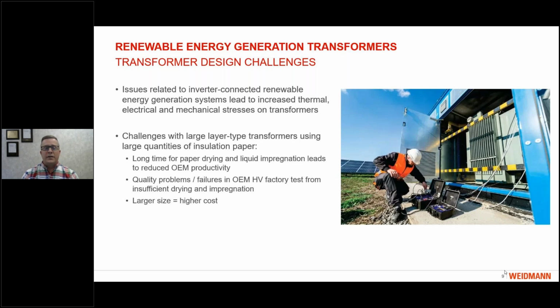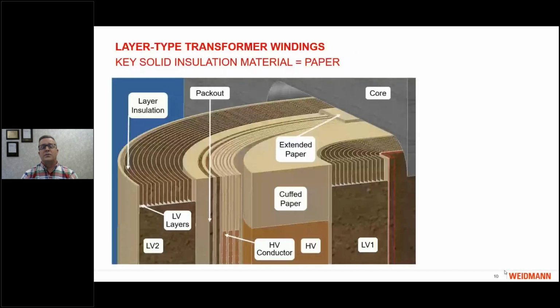When we talk about layer type winding transformers and paper insulation, this diagram is just trying to depict that. So here you see, for example, a layer wound transformer where you have the low voltage winding, part 1 on the inside, and then you have the high voltage winding in the middle and a second part on the outside. But the majority of the solid insulation separating all of those layers of conductor is paper.